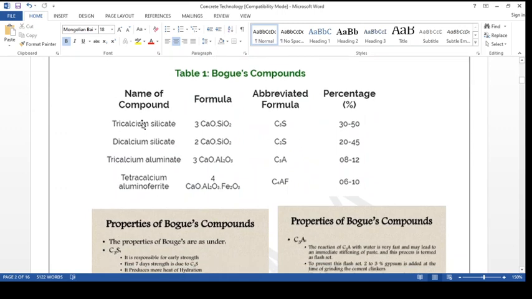Bogue's components, generally they ask the abbreviated formulas. What is the tricalcium silicate abbreviated formula? C3S. Dicalcium silicate abbreviated formula C2S. Tricalcium aluminate C3A. Tricalcium alumino-ferrite C4AF. And how much percentage you can add in Bogue's components, also the same thing.